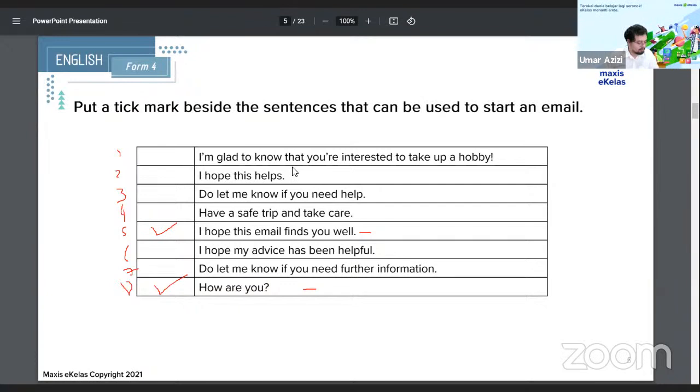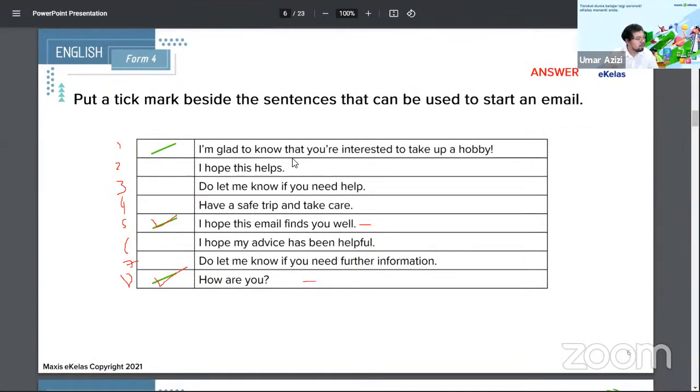Alamak. There we go. So, the answer is, I'm glad to know that you're interested to take up a hobby. I hope this email finds you well. And how are you are all beginning of an email. But cikgu, kenapa 1 tu macam pelik? The 1 punya answer fits better if you realize that that could be a beginning of a reply email.